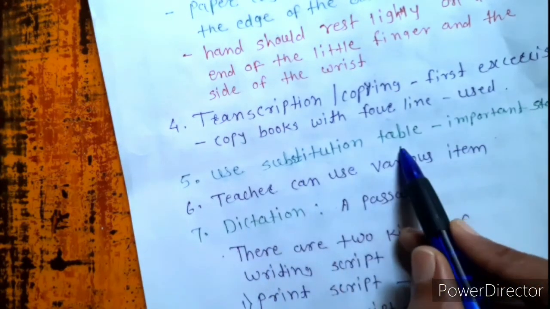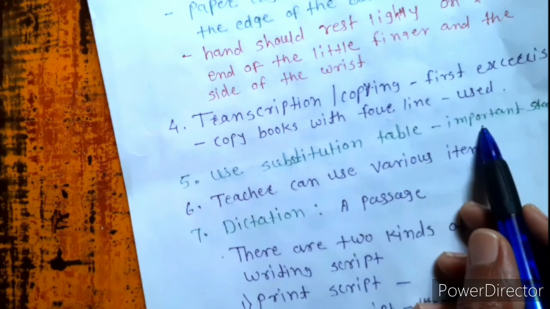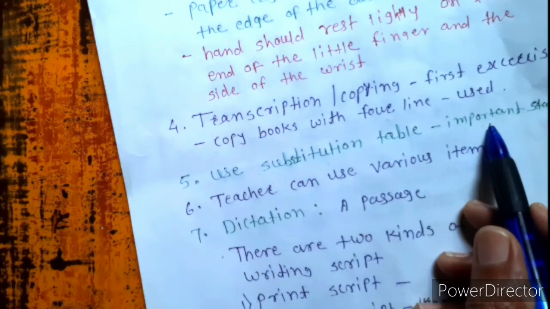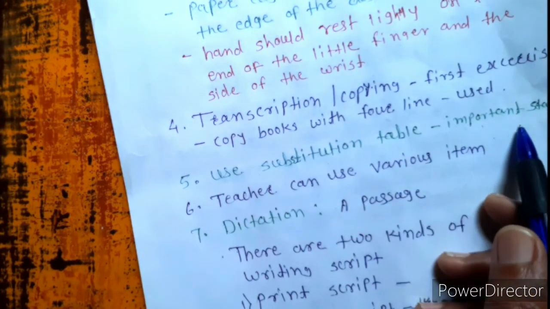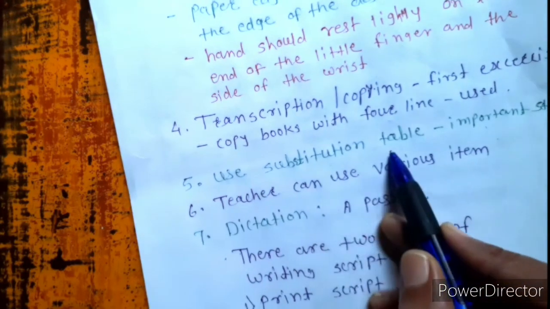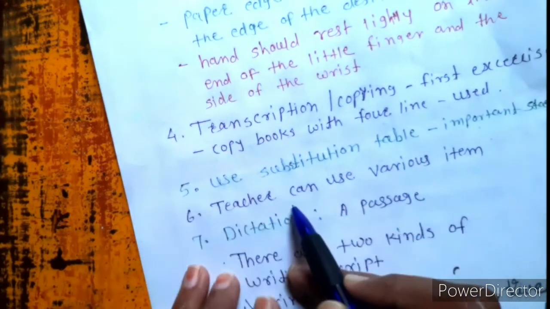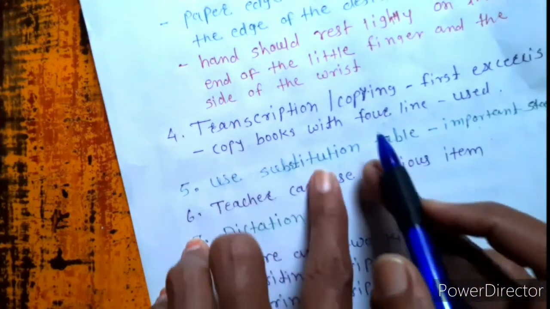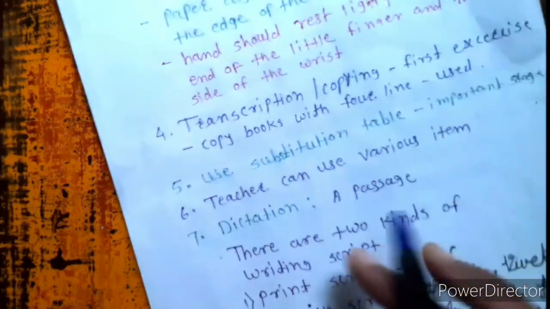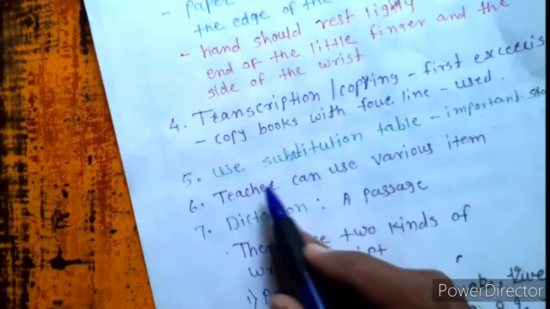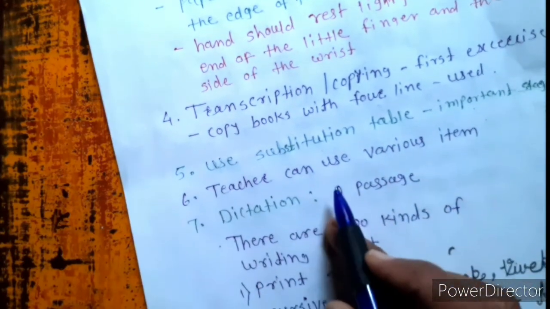Then use a substitution table. This is a very important stage and it is also useful for small students. A substitution table means there are 3 columns like that. For example, here are some words like a subject, here is a verb, like an object. Then from those words make a sentence like that.